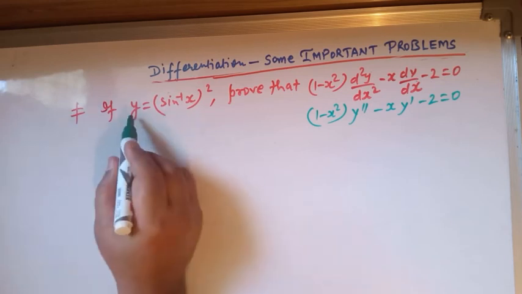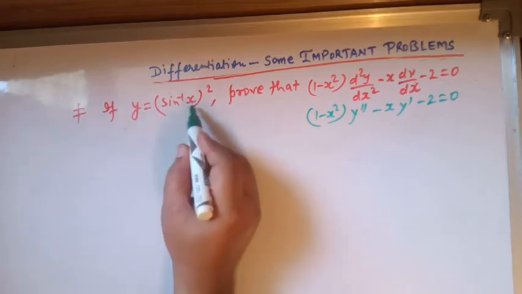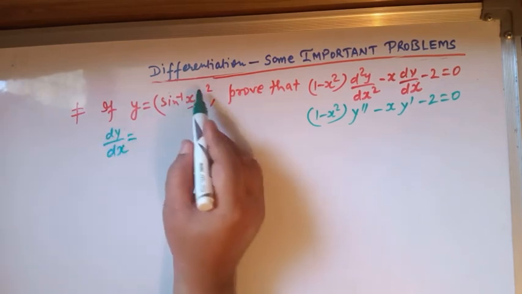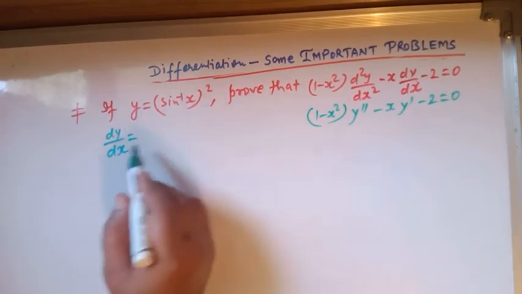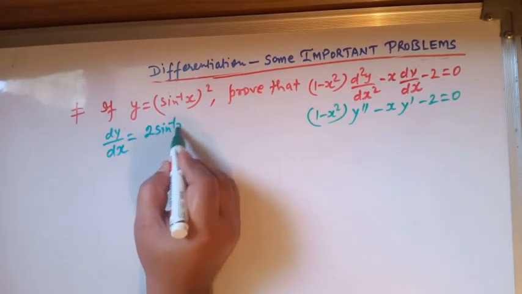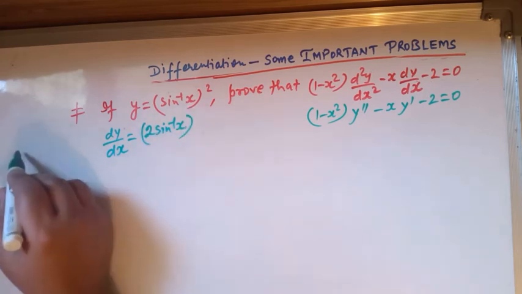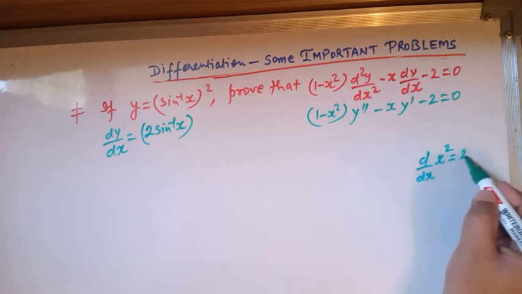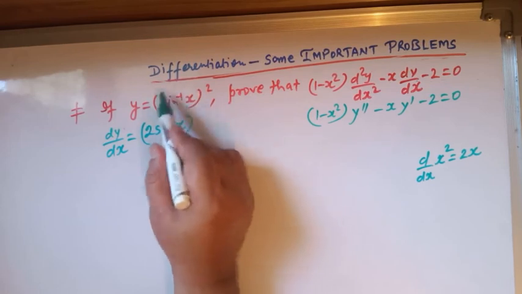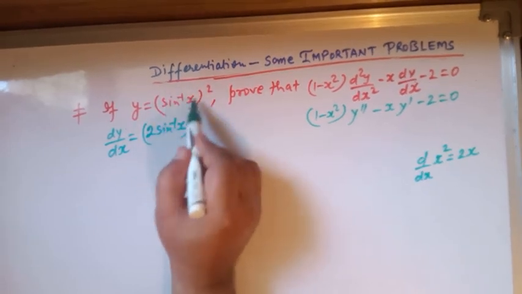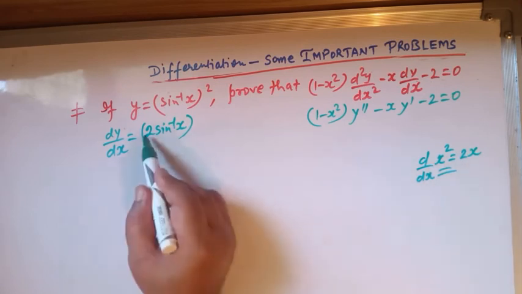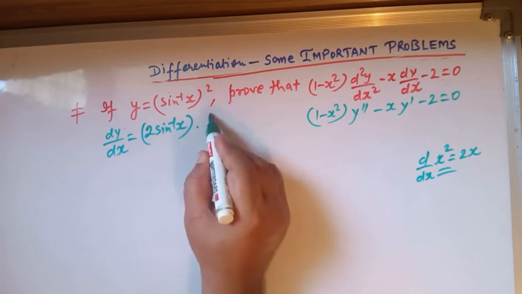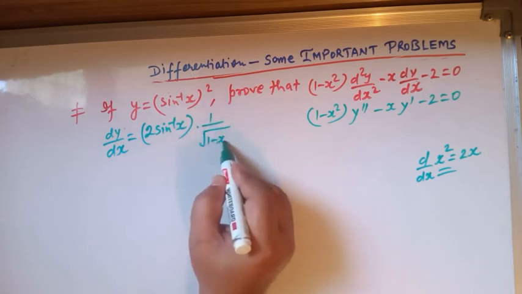Here we have y equal to (sine inverse x) whole square. So dy over dx is, first we'll differentiate this one. We'll have 2 sine inverse of x, because we apply this formula here, d by dx of x square, which is 2x. Clear? So first we'll differentiate this function by using this formula. So this is 2 sine inverse x. Then we differentiate sine inverse x.